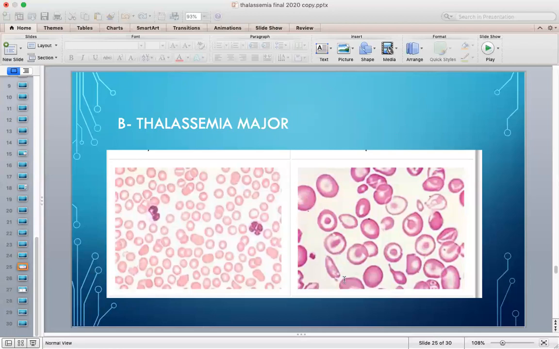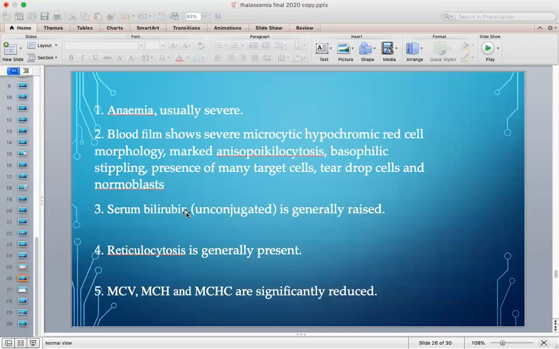This is a blood film. This is a normal blood film, and this is a blood film of a patient with beta thalassemia major. Look at the anisocytosis and poikilocytosis, the target cells, hypochromia, in the patient with beta thalassemia major. So the anemia is usually severe. Blood film shows severe microcytic hypochromic red cell morphology, marked anisopoikilocytosis, basophilic stippling, many target cells, serum bilirubin will be raised, reticulocytosis present, and the red cell indices are reduced.